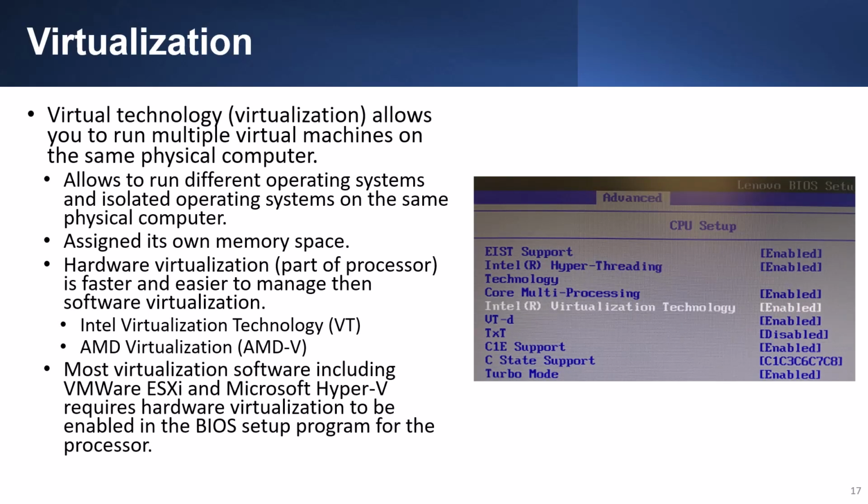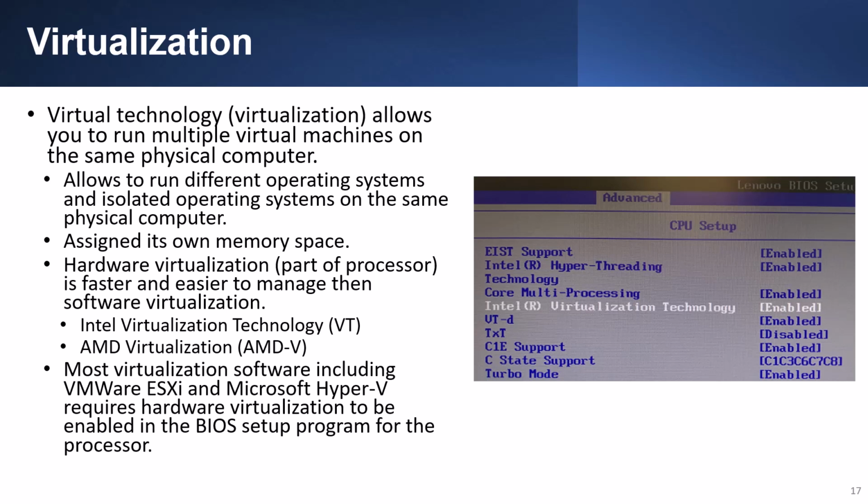Processors have virtual technology, also called virtualization, which allows you to run multiple virtual machines on the same physical computer. It allows you to run different operating systems which can be isolated on the same physical computer. Each virtual machine would be assigned its own memory space, which is kept isolated from the other memory spaces. Processors have hardware virtualization, which is faster and easier to manage than software virtualization. Intel calls theirs Intel Virtualization Technology, or VT, and AMD calls theirs AMD Virtualization, or AMD-V.